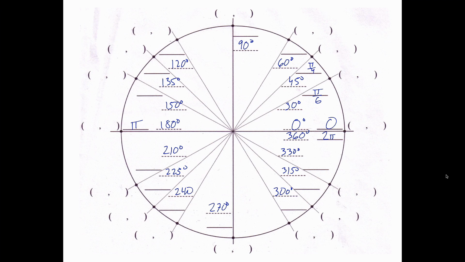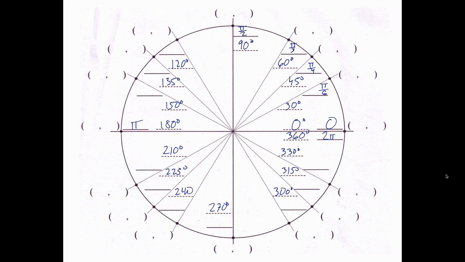Sorry, sometimes I use that bar as a fraction bar. Sometimes I don't. Let me go back and erase this one. I don't really care which way you do it. I just need to be consistent when I'm teaching. 60 degrees is 1/3 of 180. So we're going to say it's pi over 3. 90 degrees, half of 180. So we'll say it's pi over 2.